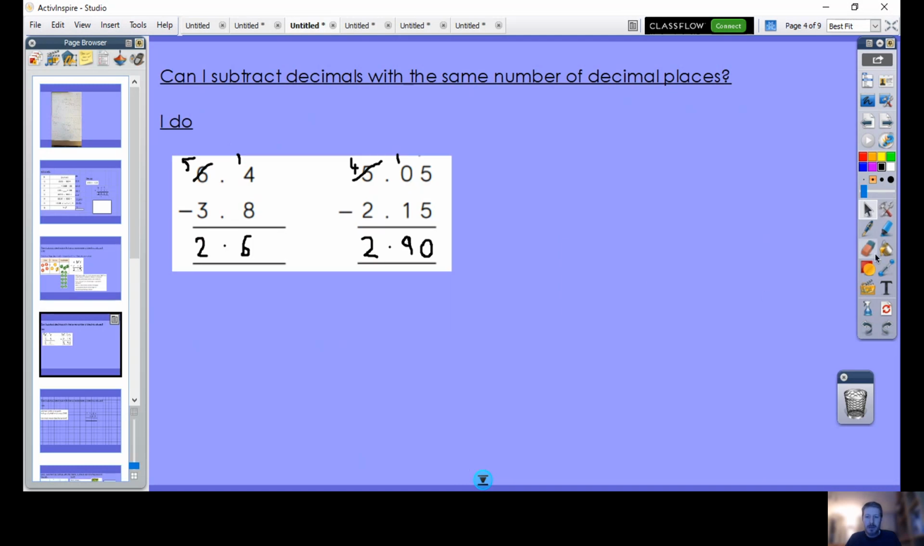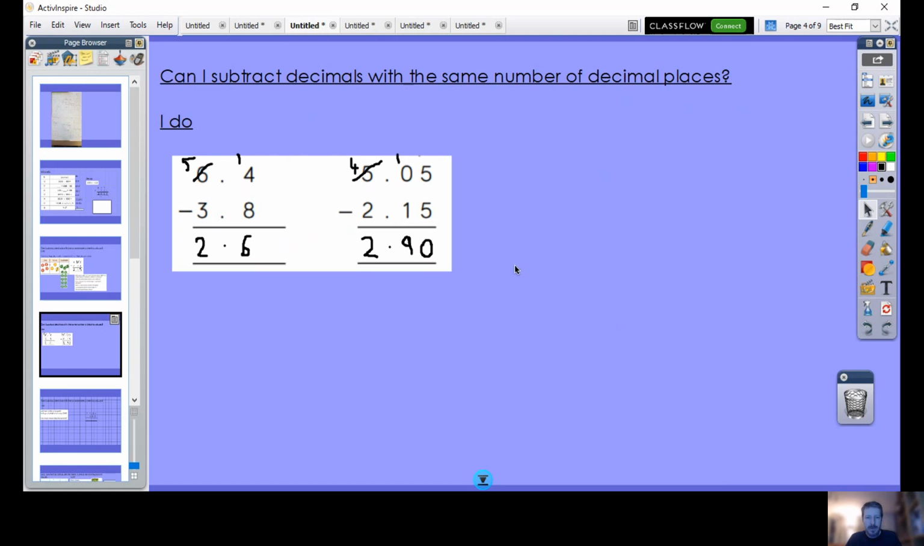Let's have a think about how we would complete these subtraction questions. So if I had 6.4 take away 3.8, I needed to exchange from the ones to give me another tenth over here. So then I've got 14 tenths take away 8 tenths, because I couldn't do 4 take away 8 tenths. That leaves me with 6 tenths. And then 5 take away 3 is 2.